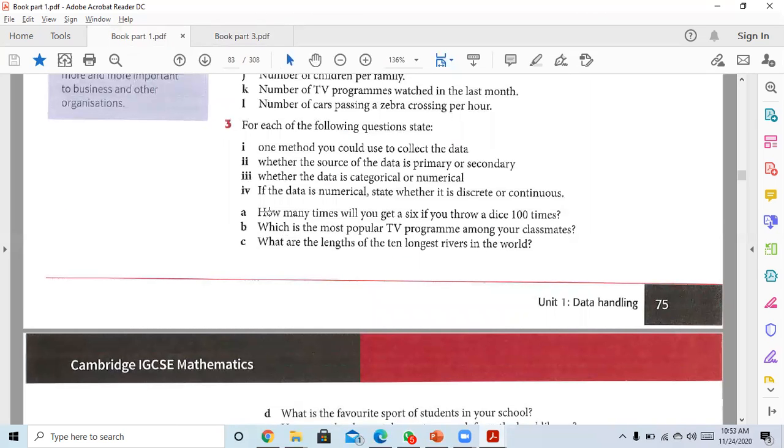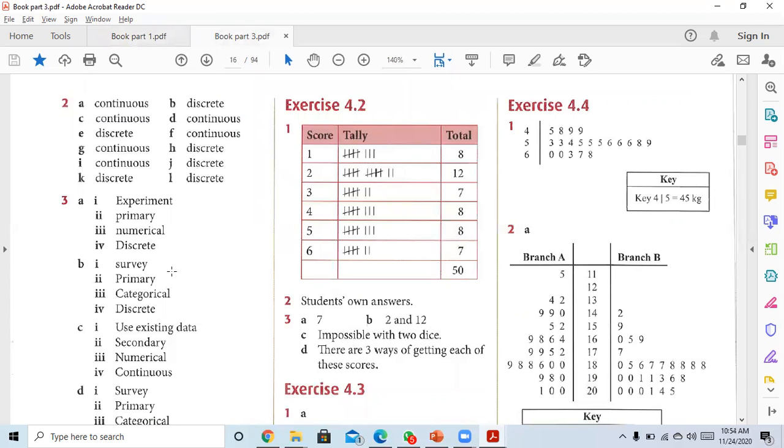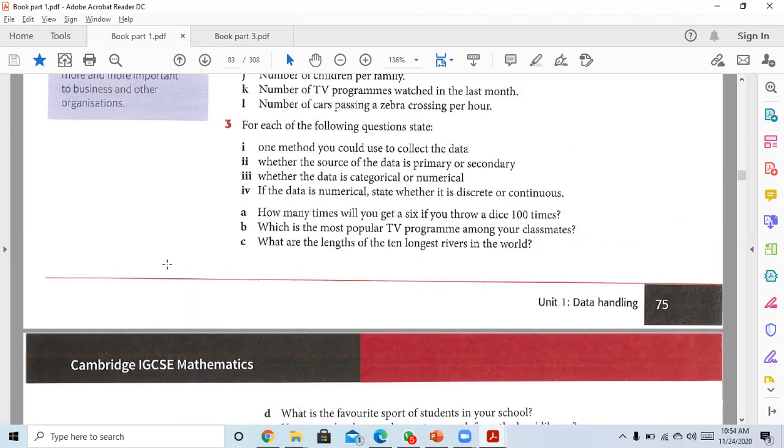And whether the data is categorical or numerical, you mention these things here. How many times will you get a six? This one is an experiment, because you are using a dice. Most popular TV show: I think it is primary or secondary. Let's check this one, B1. Same like this, so you are doing all these things.